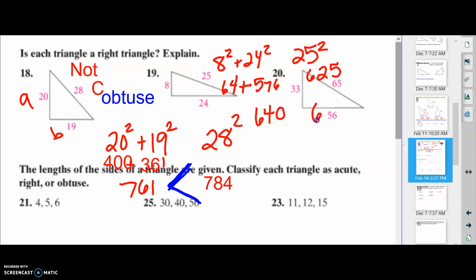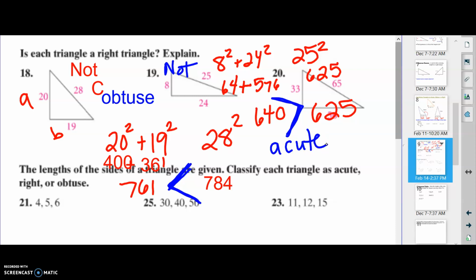So is 640 equal to 625? No. So this is not a right triangle. Okay, but then what is it? Well, on this one, this is bigger. I always think that the alligator likes to eat the bigger one. So that means that a squared plus b squared is bigger than 625. So that must mean it is an acute triangle.